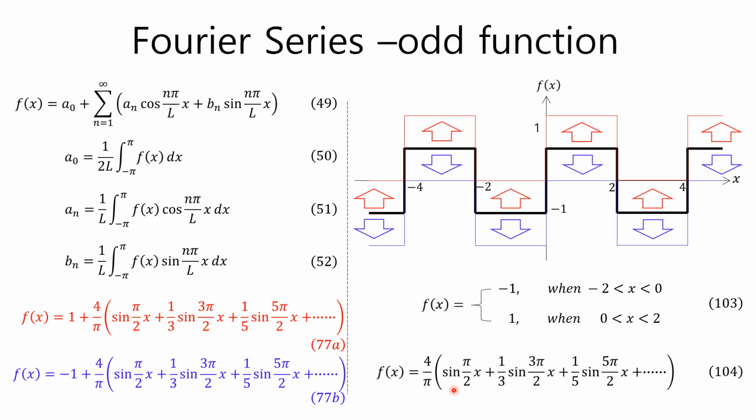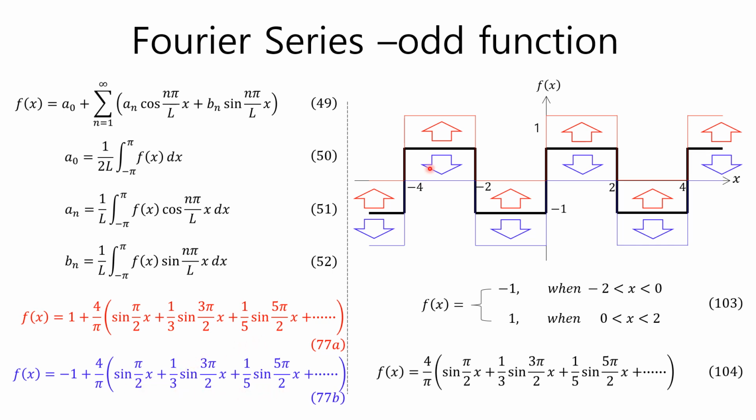As shown in the figure, a function that is point symmetrical about the origin is called an odd function. When we find the Fourier series for the odd function, all cosine series become 0, leaving only the sine series. Even in all cases where the odd function moves vertically, if you find the Fourier series, only the constant value and sine series for the vertical movement remain, such as equation 77a or 77b.